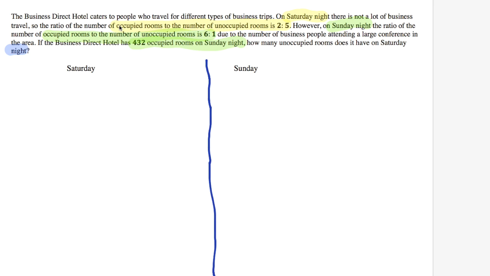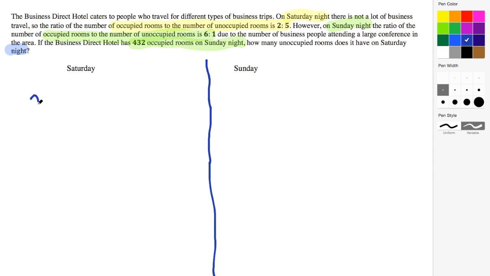The Business Direct Hotel caters to people who travel for different types of business trips. On Saturday night, there is not a lot of business travel, so the ratio of the number of occupied rooms to the number of unoccupied rooms is 2 to 5. All right, so that's the first piece of information we need to write down: 2, and that's going to be the occupied rooms, to 5. And the 5 is going to be the unoccupied rooms.